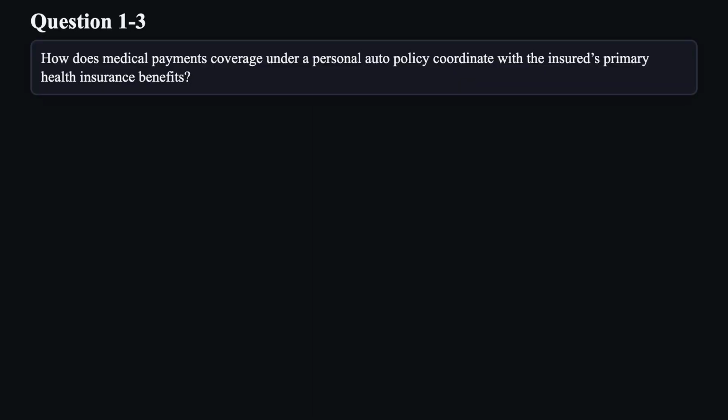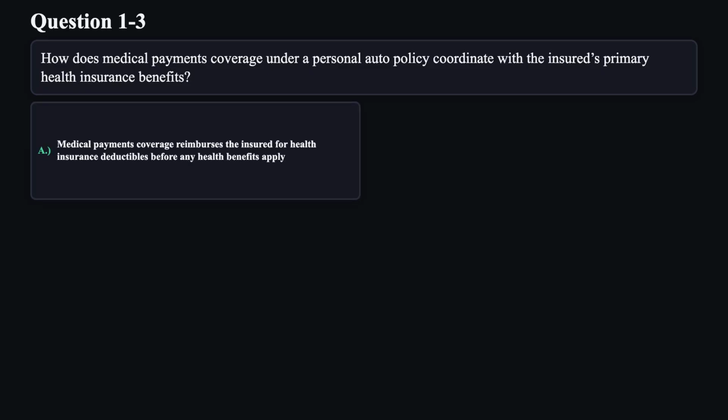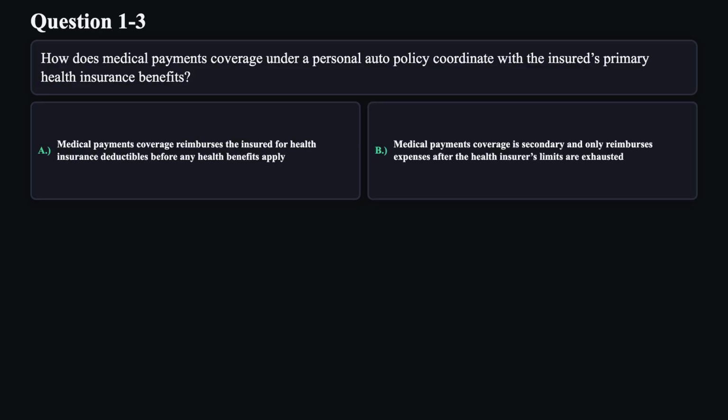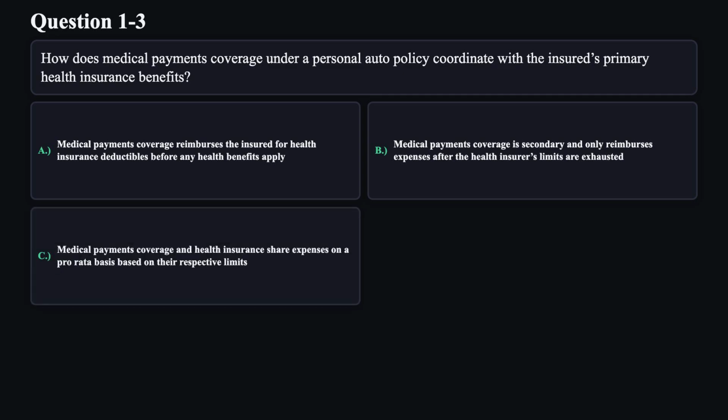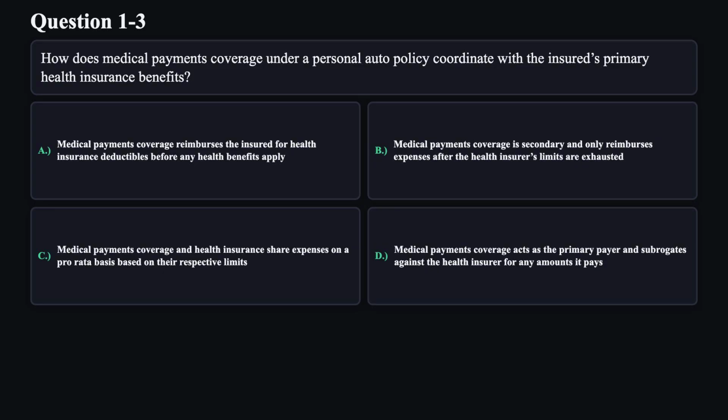Question 3. How does medical payments coverage under a personal auto policy coordinate with the insured's primary health insurance benefits? A, medical payments coverage reimburses the insured for health insurance deductibles before any health benefits apply. B, medical payments coverage is secondary and only reimburses expenses after the health insurer's limits are exhausted. C, medical payments coverage and health insurance share expenses on a pro rata basis based on their respective limits. D, medical payments coverage acts as the primary payer and subrogates against the health insurer for any amounts it pays.